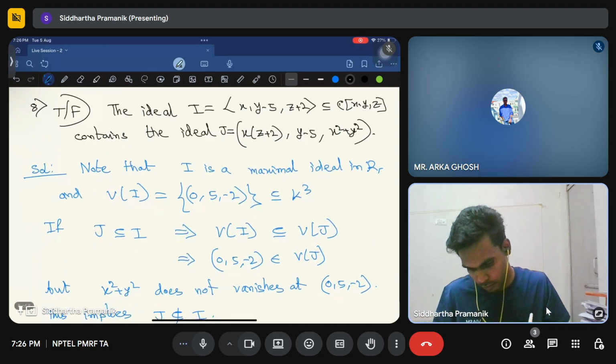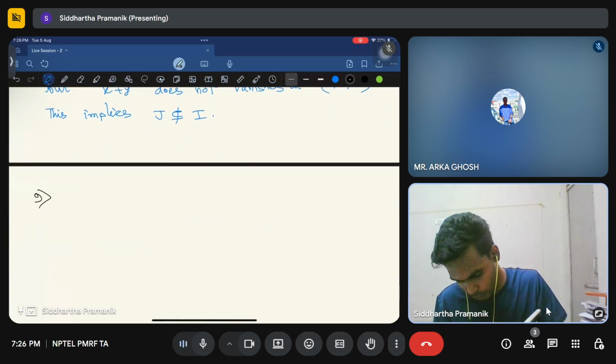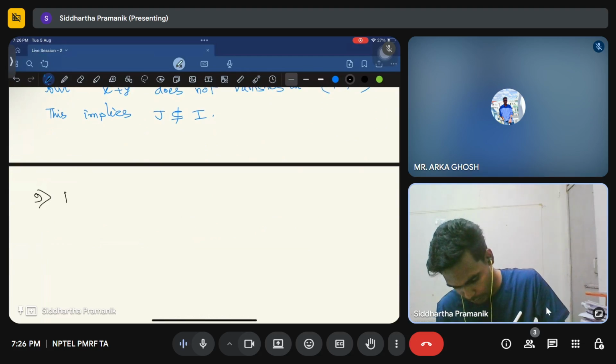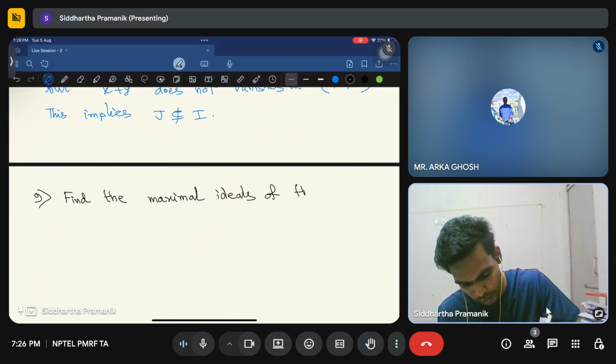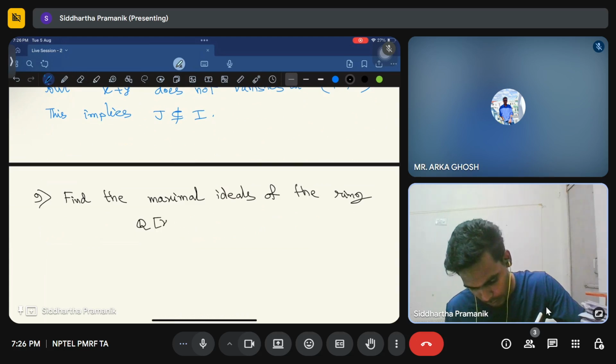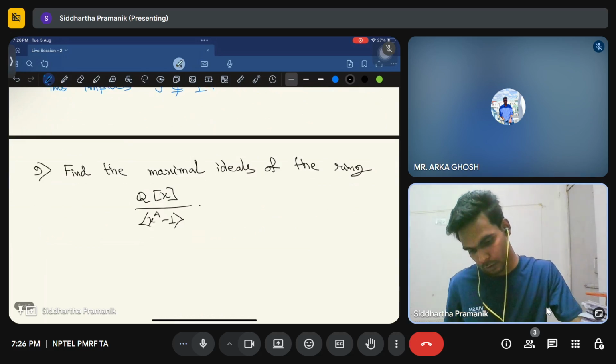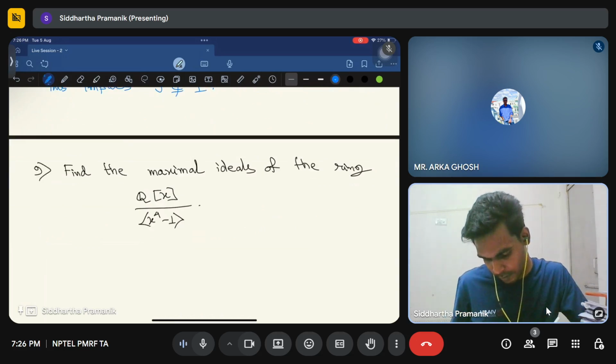Okay, let's do one more basic problem, which is very easy also. Find the maximal ideals of the ring, let's say Q[x] modulo x power 4 minus 1, the ideal generated by x power 4 minus 1. So this is a ring. We need to find all maximal ideals of this ring.